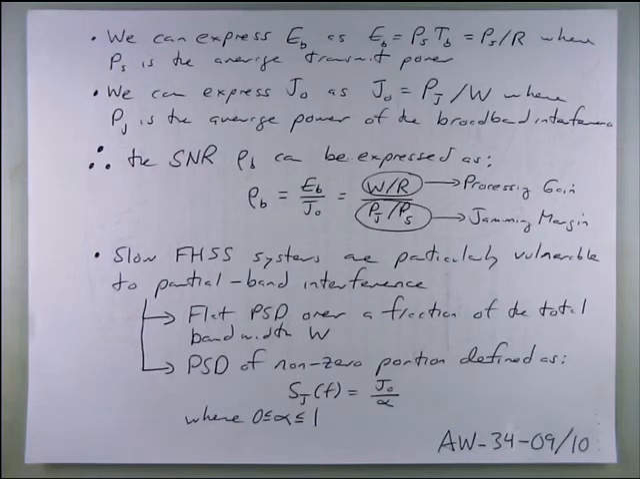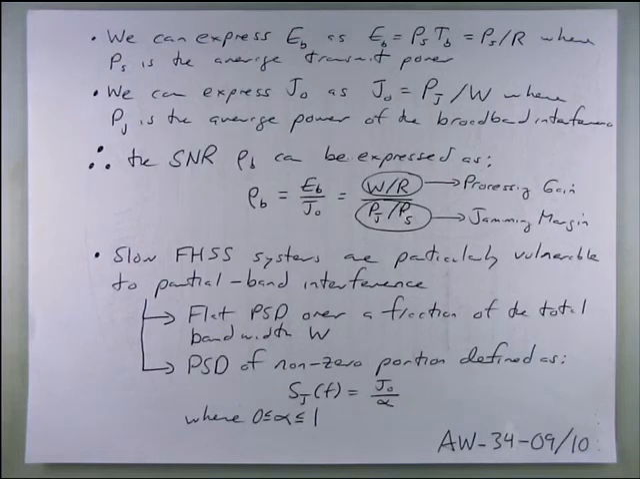So if we use the same expression as before, and we have now slow FHSS, we can express, first of all, Eb, the energy per bit, as Ps, the symbol transmission power, times the bit period, which is equal to Ps divided by R. And we have J naught as being PJ, the jamming power, divided by the bandwidth. Oh no, sorry, the bandwidth of the broadband. No, the signal, yes, yes.